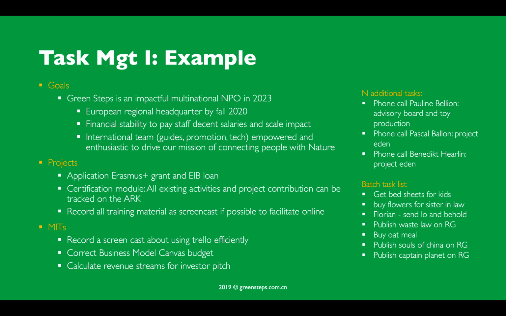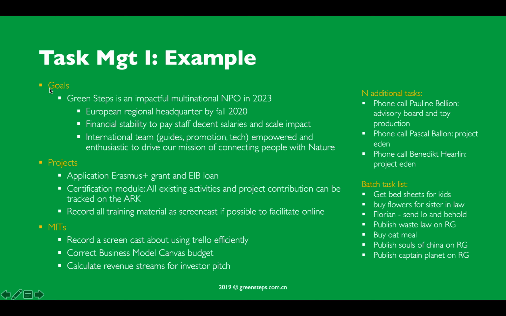So I have here goals, I have here projects, MITs, and additional tasks, and a batch task list. Let's start with the batch task list because it's somehow also funny. So I need to do a couple of things today, which popped into my life. I need to get bed sheets for the kids. I need to buy flowers for my sister-in-law. She has a birthday tomorrow. I need to send an article to a friend. I need to publish a few articles, and I need to buy oatmeal. Okay, but these are not my MITs and definitely not my goals.